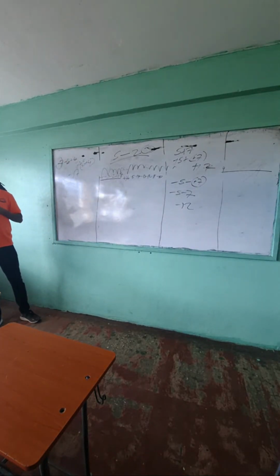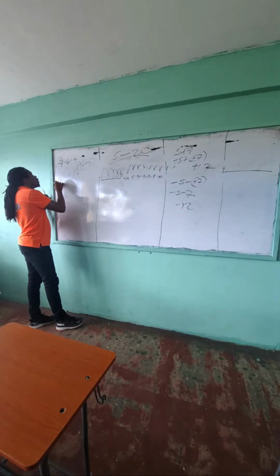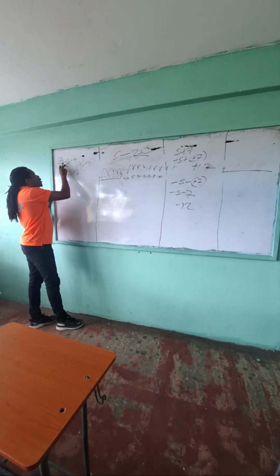Which law never uses brackets? The first law: add before minus. Alright? So we come now. So minus 7, negative 6 plus 4.